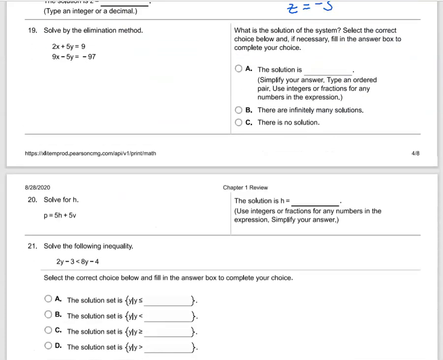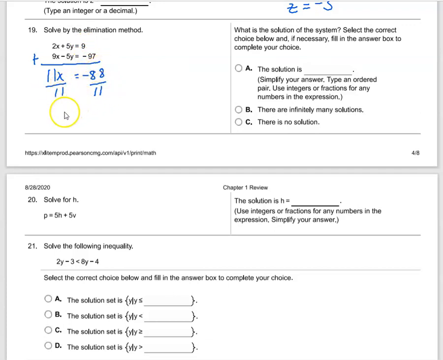Okay, they want us to solve this by elimination. This is one of the easier ones because I'm noticing I have a positive 5y and a negative 5y, so I actually don't have to multiply by anything. I can just add. This is going to be 11x, 2x, and 9x. Then these are going to go away because they turn into 0. Bring down my equal sign. 9 plus negative 97 is going to be a negative 88. Divide by 11. So x is negative 8.